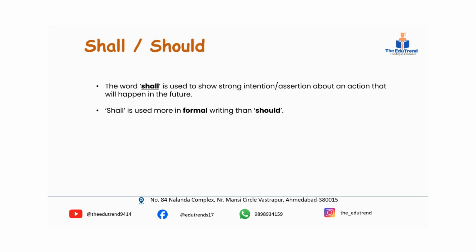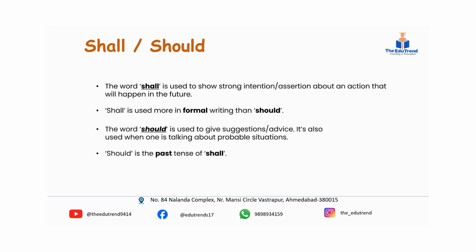Okay, shall is used more in formal writing than should. It is a polite word. Should becomes a demand, like you should do this, you should eat it, you should put it away, you should stay away from phone. So it's something like commanding. Shall is a polite way, formal way of writing. Okay, so whenever you're doing your essay writing, letter writing, notice writing, shall is a proper word that you should be using wherever you want.